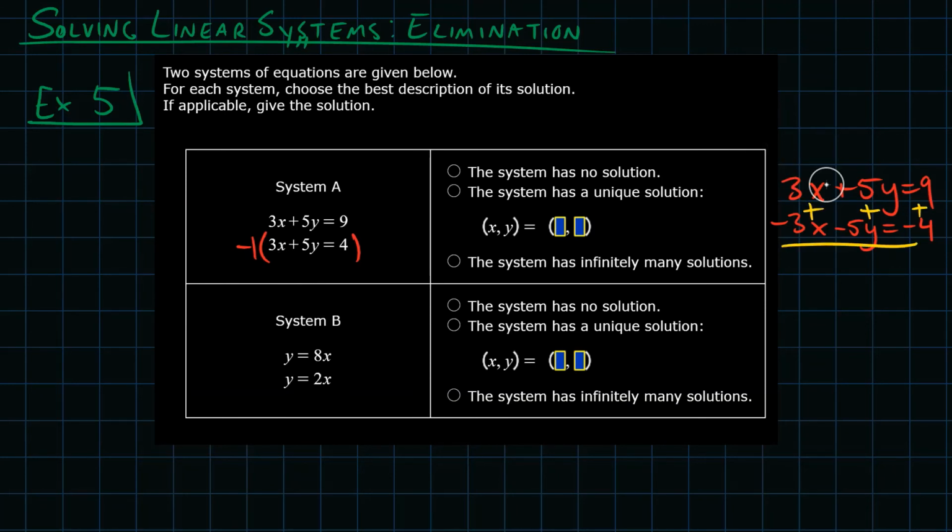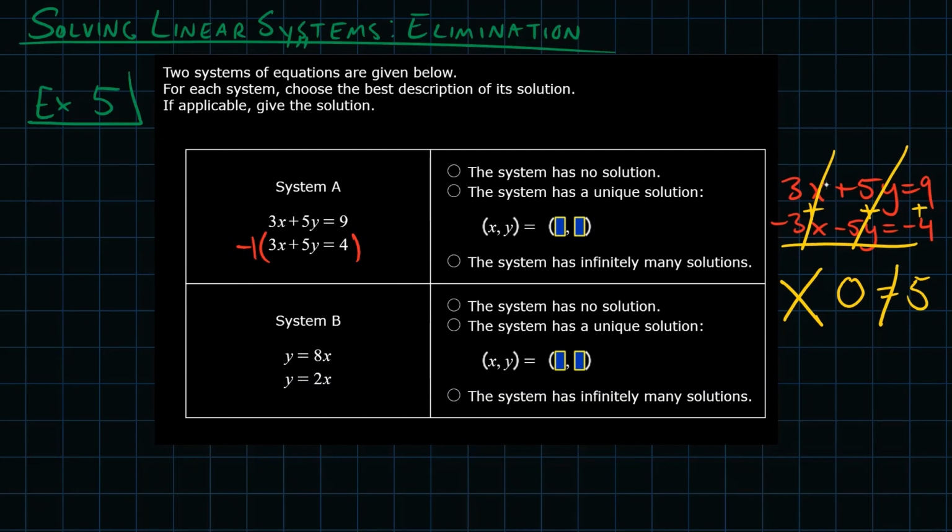equations together, you'll notice that not only does 3x and negative 3x eliminate, but also 5y and negative 5y, leaving one side of the equation only equal to 0. Now on our other side of the equation, 9 plus negative 4, that's equal to 5, which gives us an answer that is impossible. 0 is not equal to 5. This is a false statement.